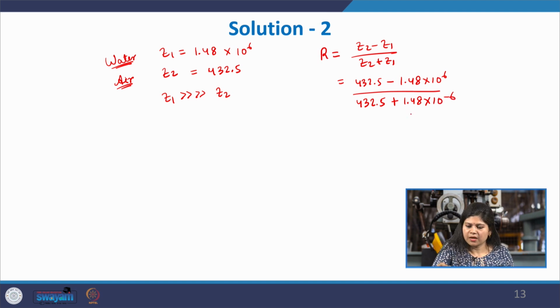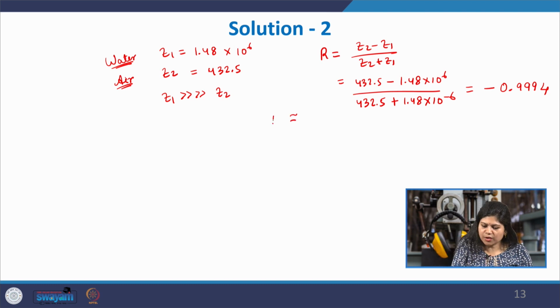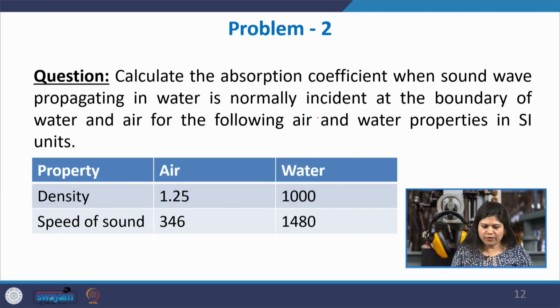Okay. So, it is almost minus 0.999, as we had found for the previous case, with a negative sign. So, approximately you can say R is minus 1. Okay. And what we have to find here is the absorption coefficient.